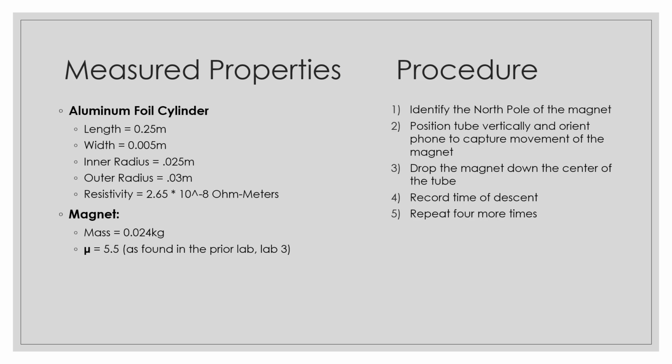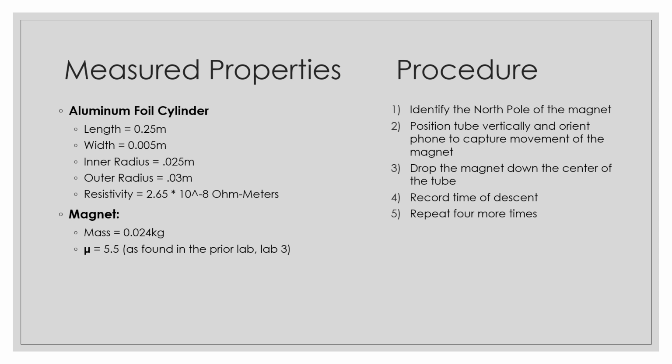So, before we started the experiment, we measured a few properties for the variables in our experiment. As shown, the aluminum foil cylinder has variables as shown under that column. And the magnet has a mass of 0.024 kilograms, and mu, as found in a prior lab, lab 3, was found to be roughly 5.5.